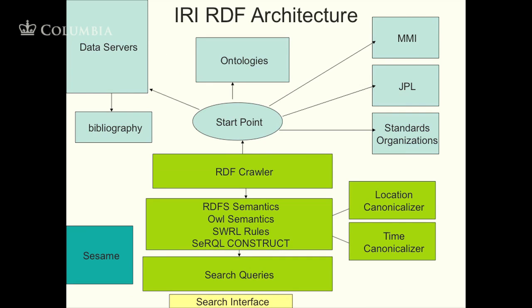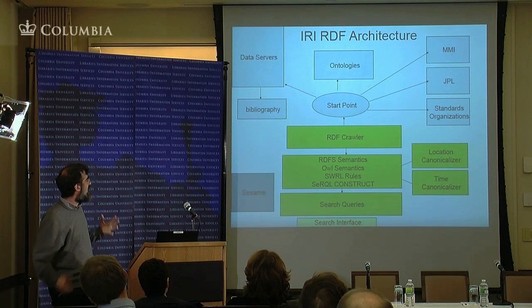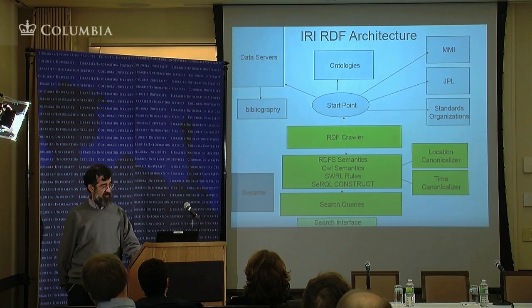For those of you who actually care how things happen, this is the actual implementation. We have an RDF crawler: you have a starting point, it crawls and reads all the documents. Then you go ahead and apply semantics to it. In this case, we have RDFS semantics, which is simple subclass and subproperty. You have OWL semantics, SWRL rules. And then you do queries against that collection of information, and the interface works.